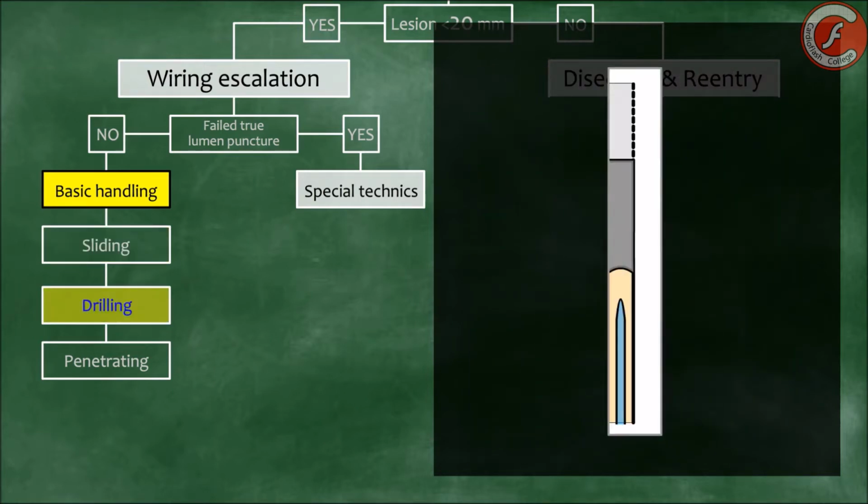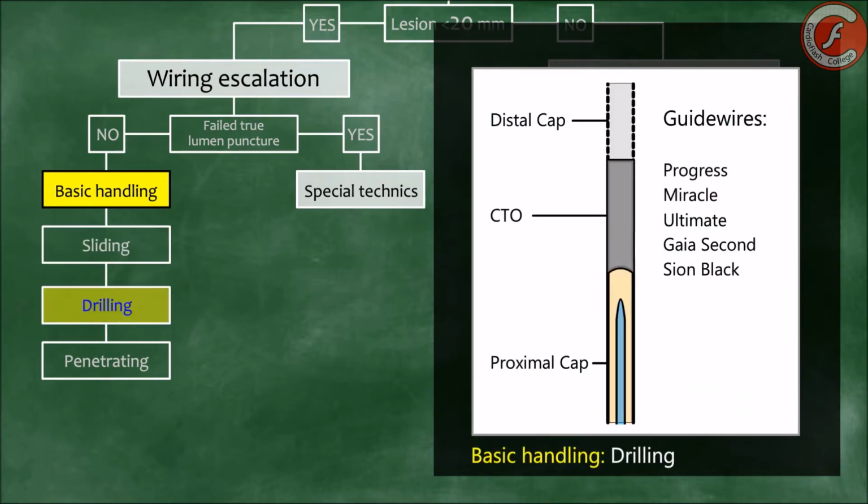The drilling technique. This technique uses high support angioplasty guide wires with elevated tip loads around 3 to 12 grams. Some examples can be the Progress, Miracle, Ultimate, Gaia Second, and Scion Black guide wires. These guide wires must be handled combining longitudinal movements with fast and controlled rotational movements that cover the 360 degrees. This technique is helpful in cases of long or hard occlusions, loaded with plenty of collagen and calcium.